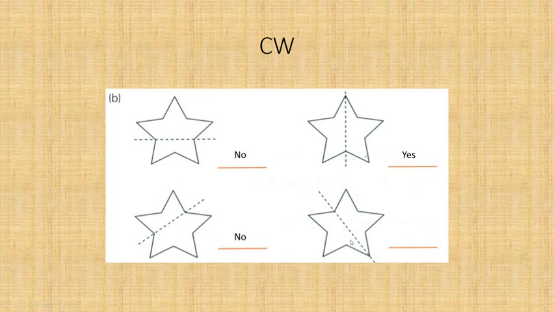And what about the fourth one, the last one? Is it going to be a line of symmetry? Just please imagine and answer yourselves. Yes, it's a line of symmetry, because if you fold it, it's going to be identical halves. So this is the line of symmetry.